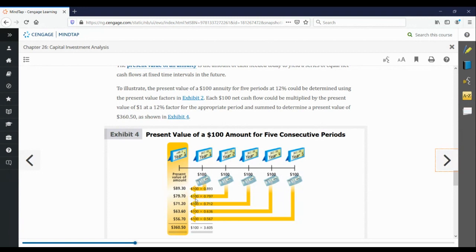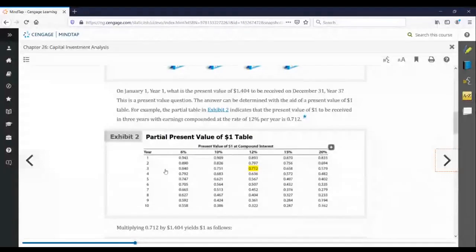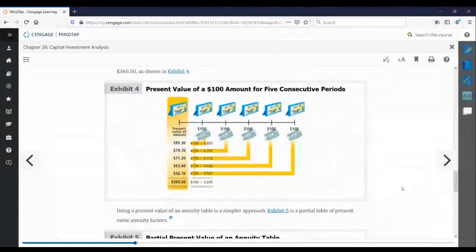In year 2, if we're wanting to receive $100 also at the end of year 2, we would need to invest $79.70 to be able to receive $100 at the end of year 2. So at the end of year 2, our table value amount for year 2 at 12% interest is 0.797. 0.797 times 100 is $79.70. You're going to do the same thing for year 3.